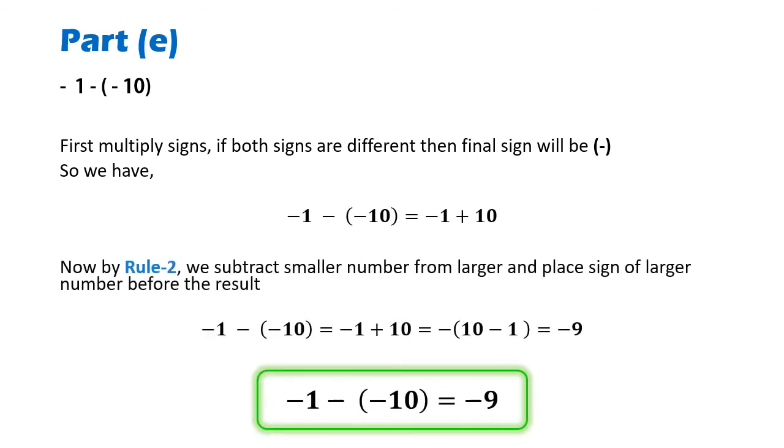Part E, -1 - (-10). First multiply signs. If both signs are different, then final sign will be minus. So we have -1 - (-10) = -1 + 10. Now by Rule 2, we subtract smaller number from larger and place sign of larger number before the result, so we have -1 + 10 = 9.